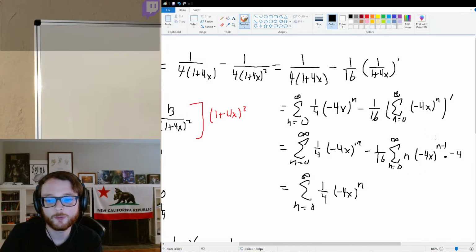This one over here, let's clean it up a little bit. This -4 can come out front and get multiplied with a -1/16. So negative times negative is positive. 1/16 times 4 is 1/4. Then our summation stays the same.